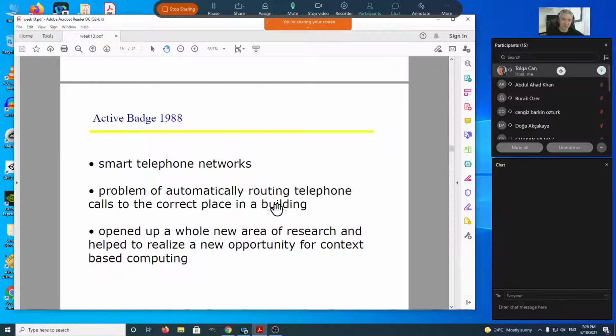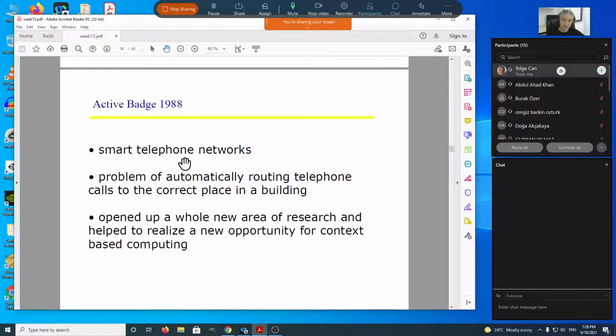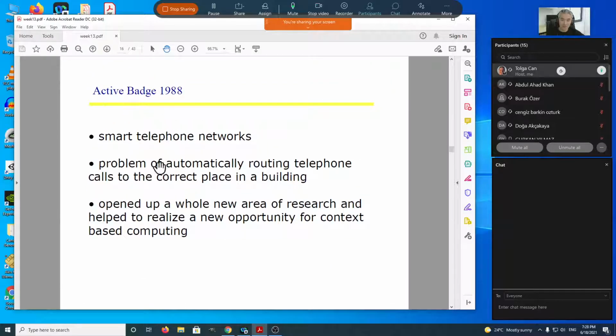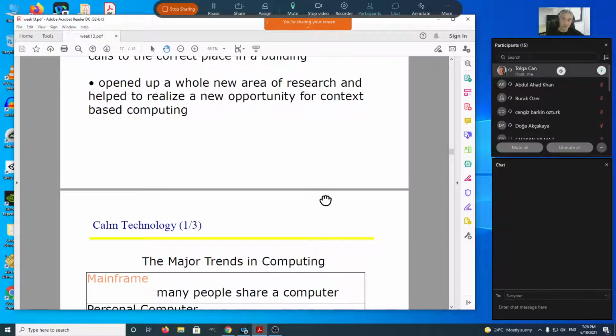So there are some privacy issues here too, but the main purpose was with your badge, which was active. It told the whole building where everyone is. So with the active badge, this technology is available these days very well. I mean, this is an easy technology these days. But with just this simple idea, it opened up a whole new area of research and helped realize a new opportunity for context-based computing, doing different things depending on the current situation, depending on where you are.